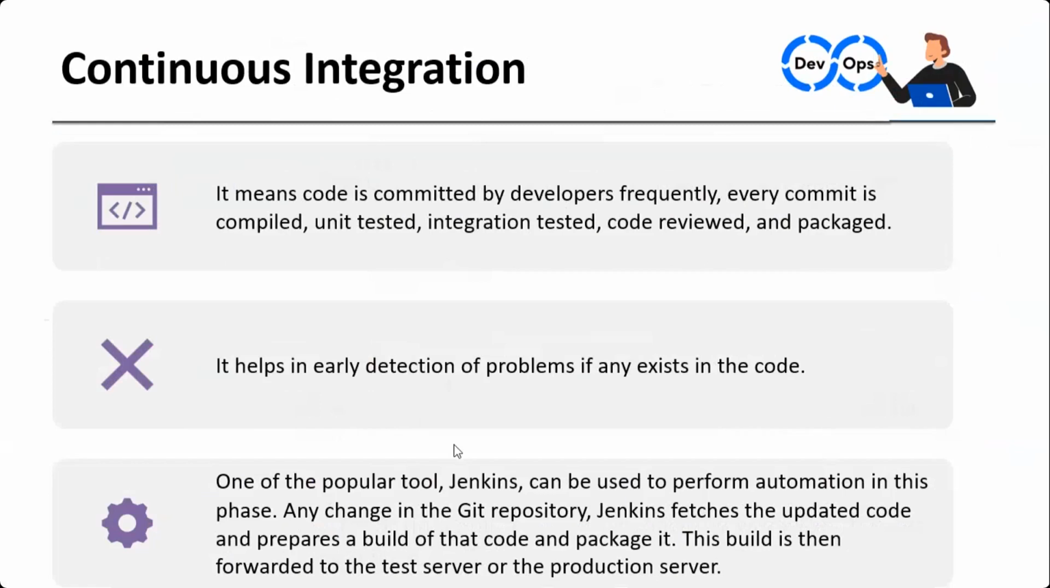So we have an example given with Jenkins and Git. Changes can be made in the Git repository, and Jenkins fetches the updated code and prepares to build it. So these two tools, GitHub and Jenkins, are popular.